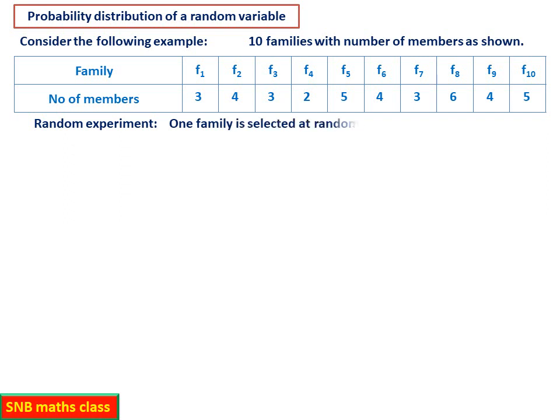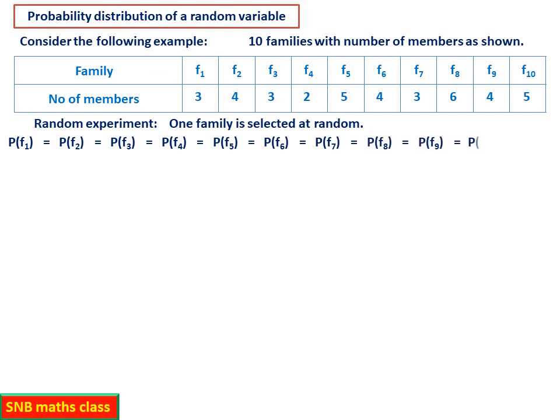Now the random experiment is this. One family is selected at random. That means out of 10 families, you are selecting one family. So now what is probability of F1? It is definitely the same as probability of F2, because all families are equally likely to be selected. So all these are equal, and each will be equal to 1 by 10.